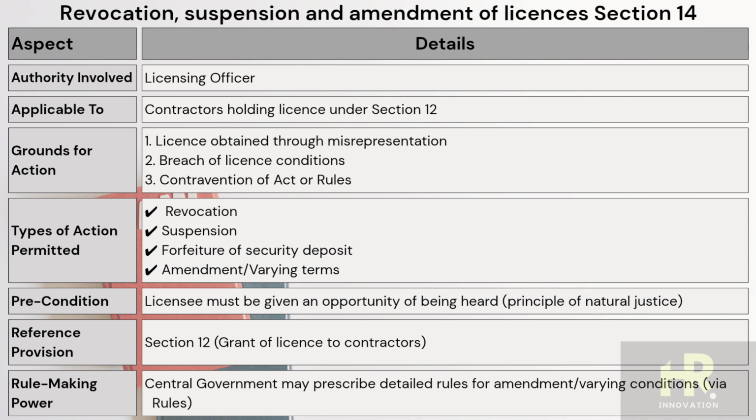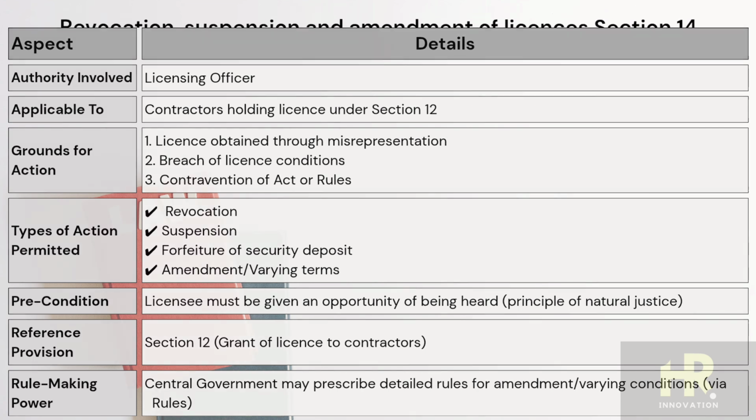Let's quickly recap Section 14. Only the licensing officer can act. Action is taken if there's fraud or rule breaking. Contractor must get a fair hearing. Actions include suspension, cancellation, or amendment of license. Central government can make detailed rules for this.